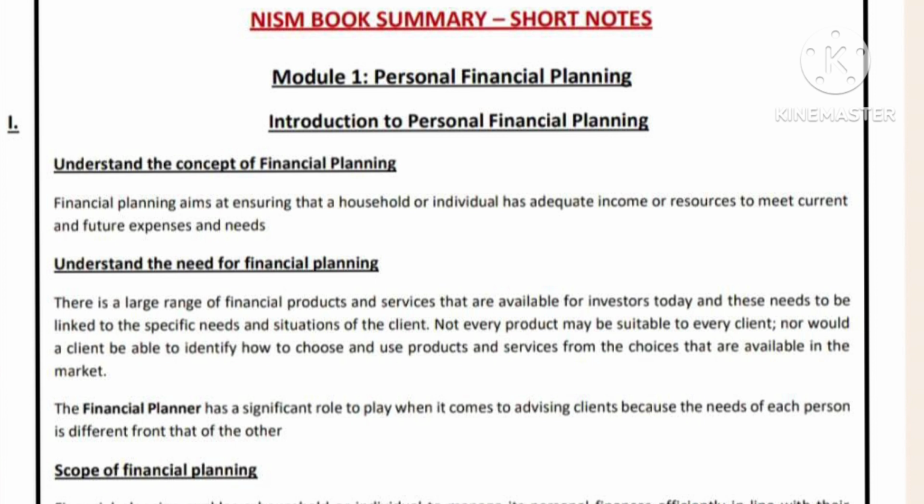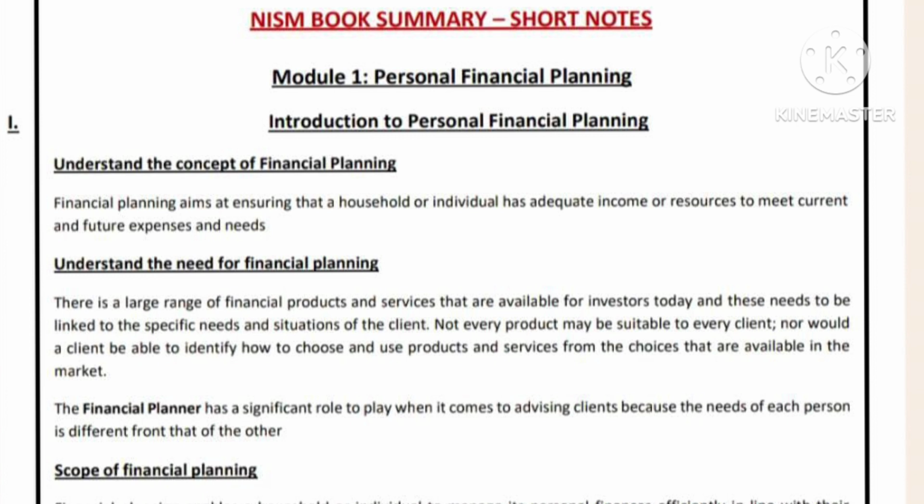So with the help of the investment advisor, the client will be able to decide which is the perfect product for him to invest in, so that he is able to get good returns, and the risk management is also taken care of, and his future goals will be achieved.